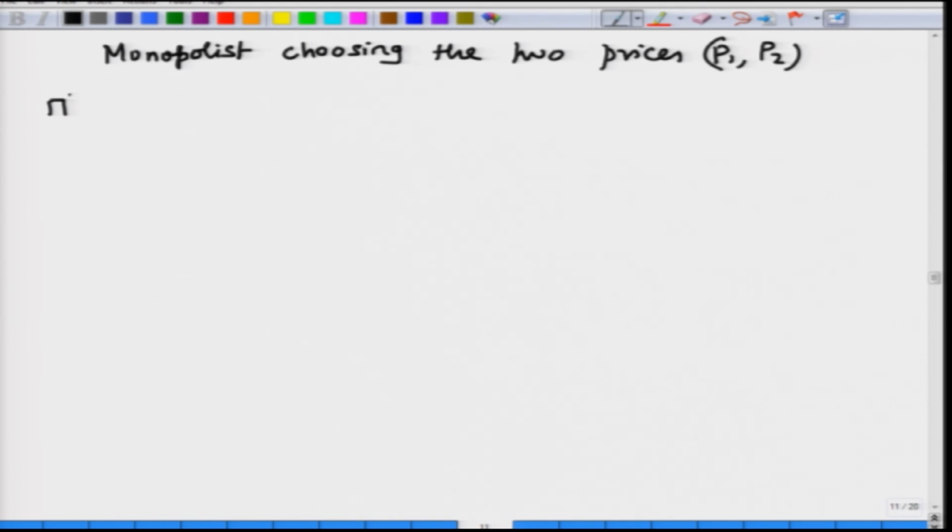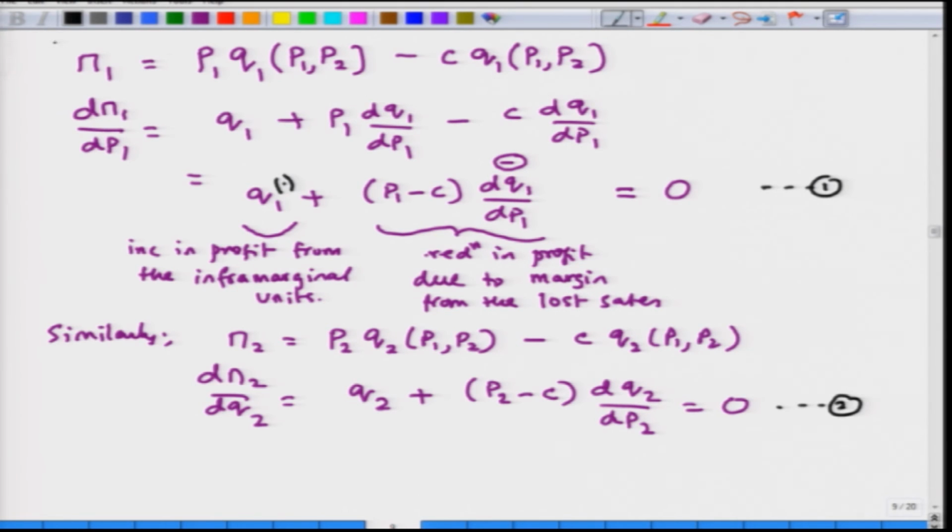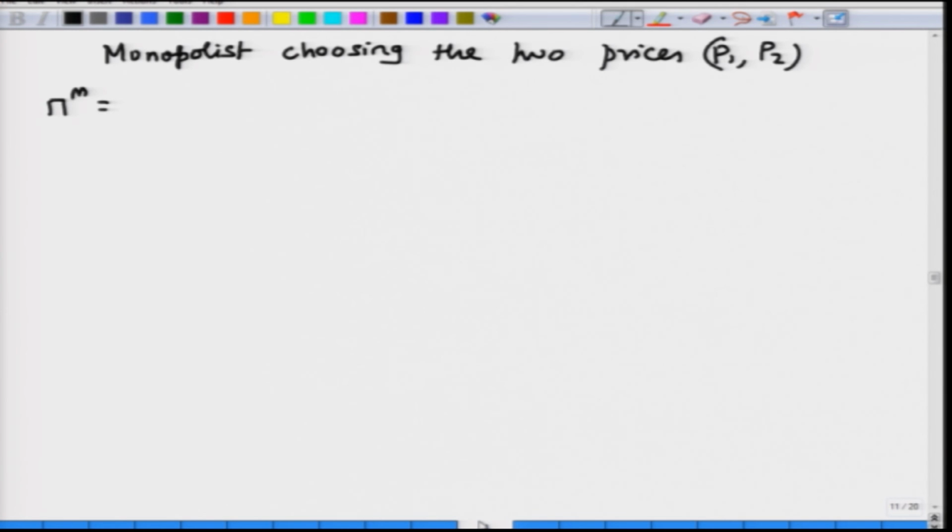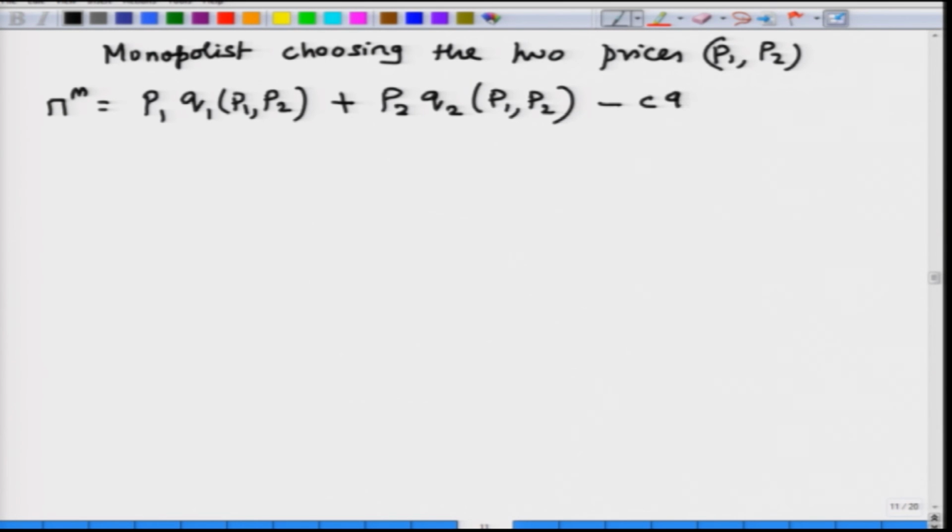So, instead of writing down the two profit functions, one for firm 1 and one for firm 2 separately, we would write down the monopolist's profit function as P1 times Q1 of P1, P2, plus the revenue from the sale of product 2, which is P2 times Q2 of P1, P2, minus C of Q1(P1, P2) minus C of Q2(P1, P2), right.